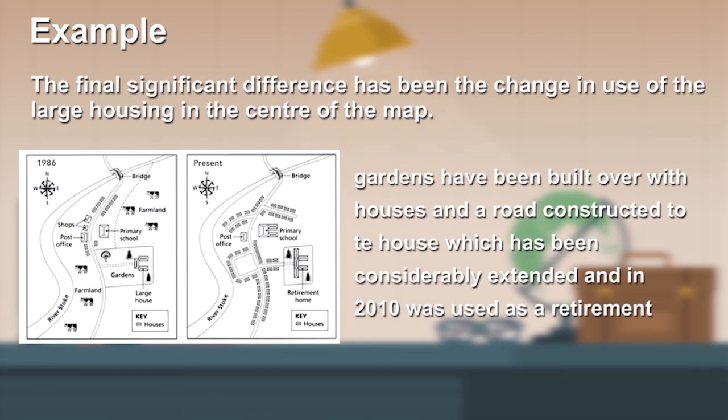The final significant difference has been the change in use of the large house in the center of the maps. Its gardens have been built over with houses and a road constructed to the house, which has been considerably extended and in 2010 was used as a retirement home.